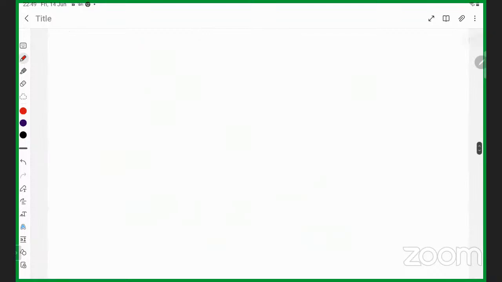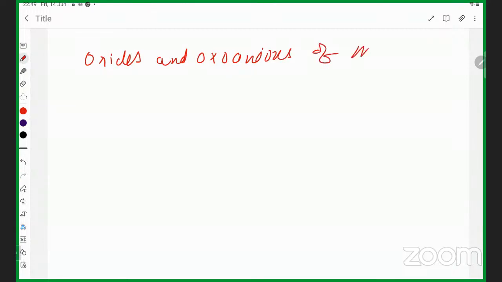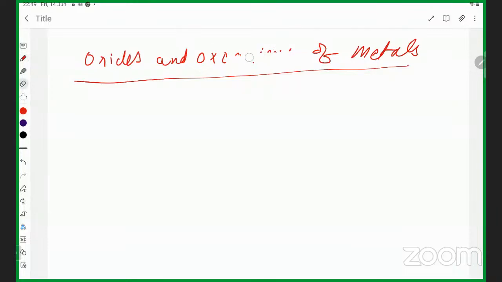where are we writing the next one. So you can write the oxides and oxoanions of metals. Okay. What is the meaning of the second one, sir? Oxoanions. Okay. Oxoanions. Okay.